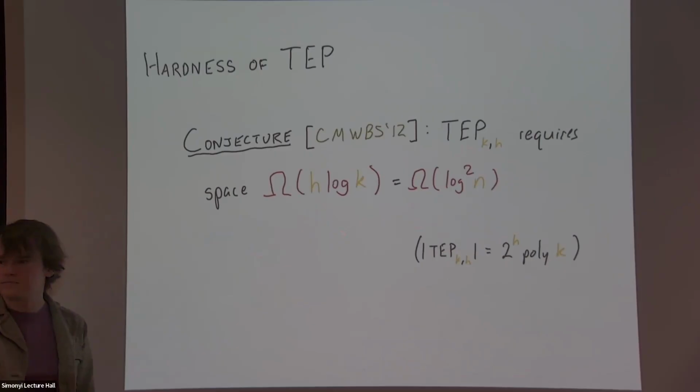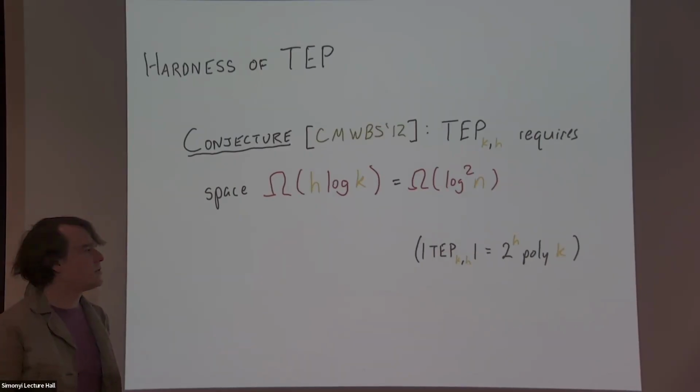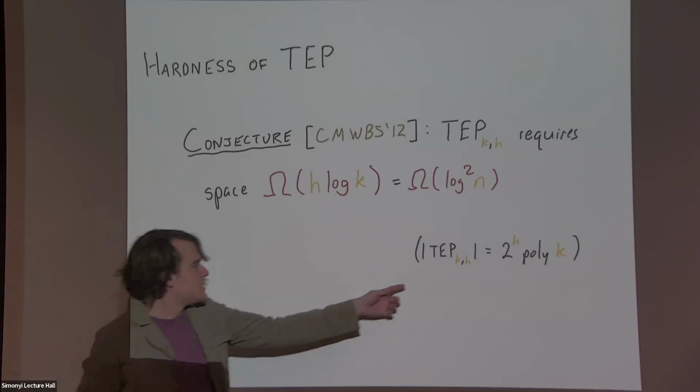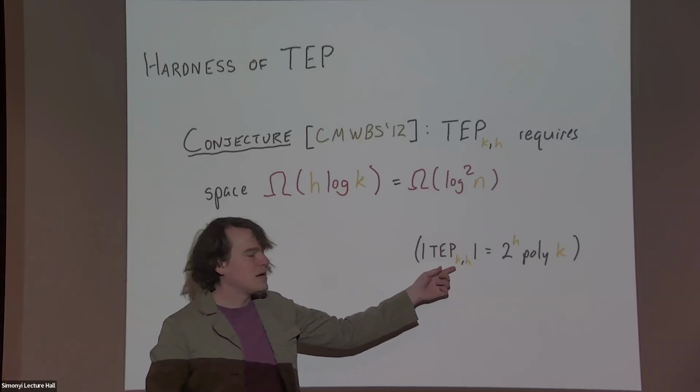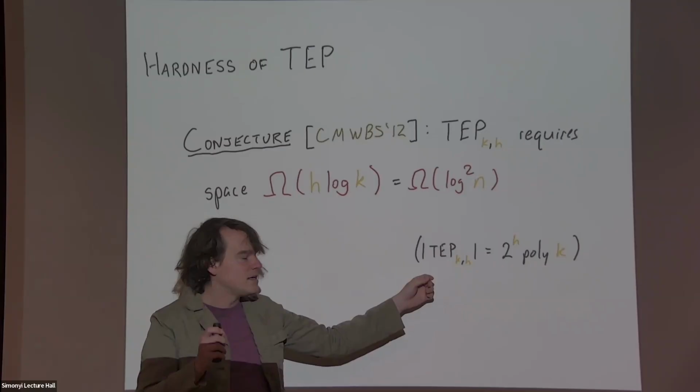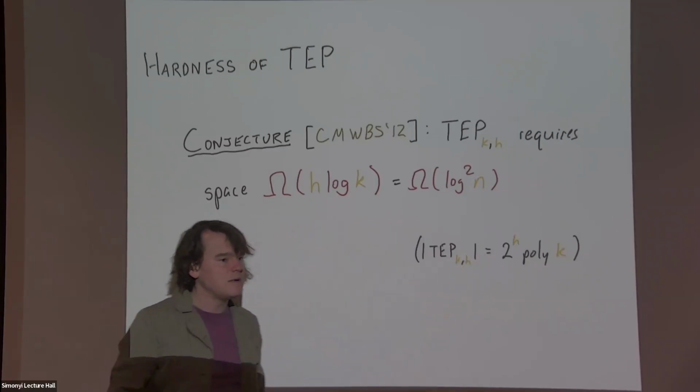So then that's your choice for k's and h's. Yeah, so you can pick the parameters however you want. You can't pick k to be bigger than like poly n to the epsilon or something, and you can't pick h to be bigger than log n.